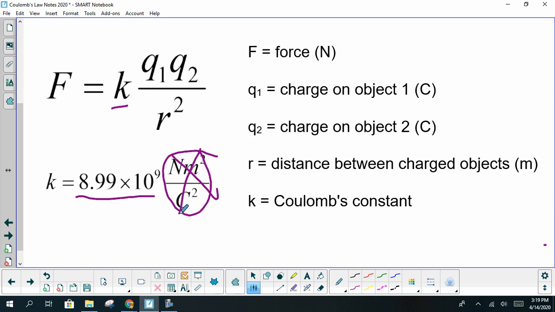Then we continue moving on. We have Q1 and Q2, which are the charges on each of the objects, measured in coulombs. And then we have this R on the bottom, which is the distance between the two charged objects. That's how far apart they are, and that's measured in the unit meters.